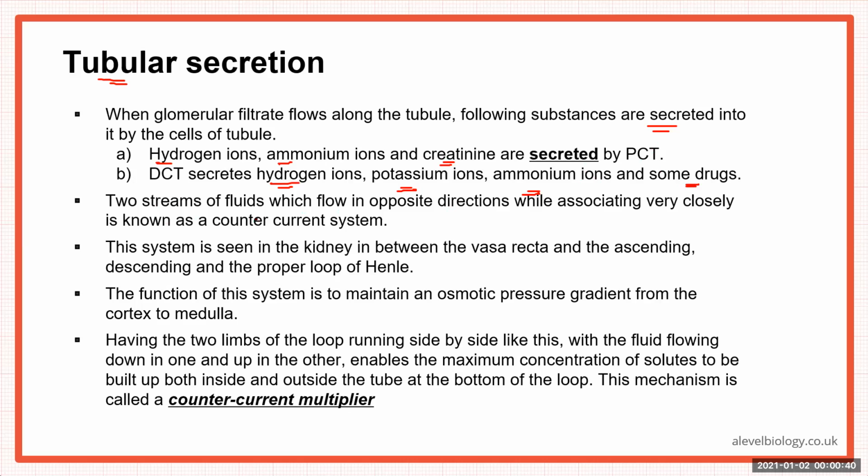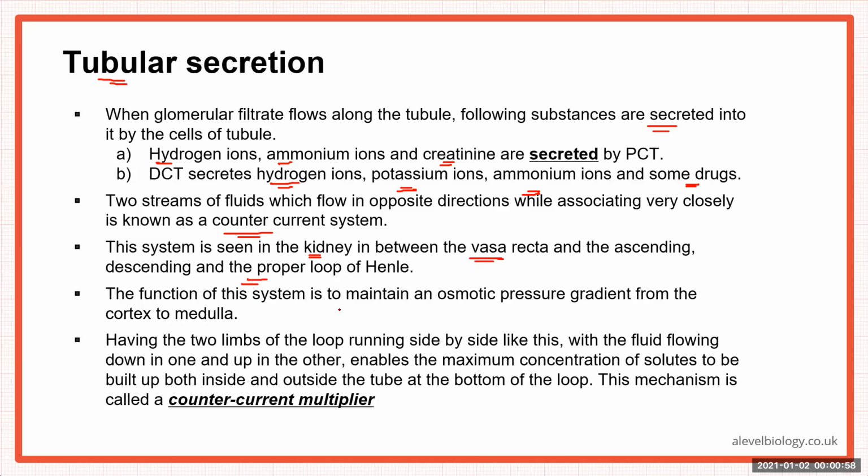Now, these two streams of fluid flow in opposite directions while associating very closely with each other. This is what is known as a countercurrent system. This system is seen in the kidney between the vasa recta and the ascending and descending limb of the loop of Henle, as you were just looking at it.